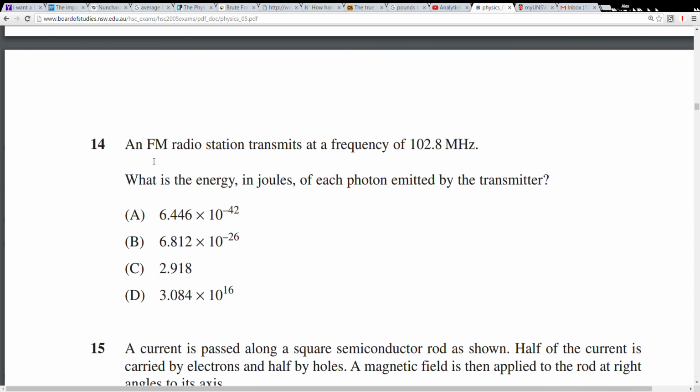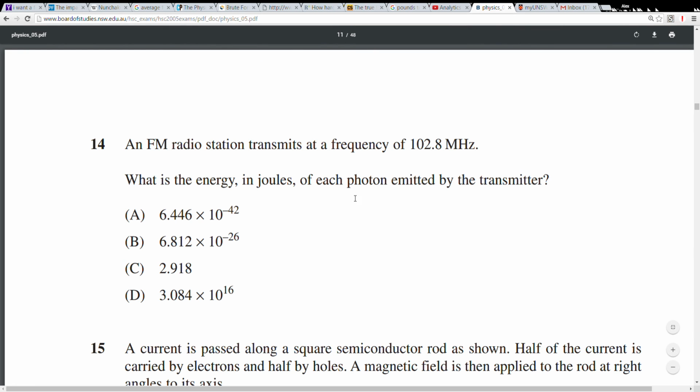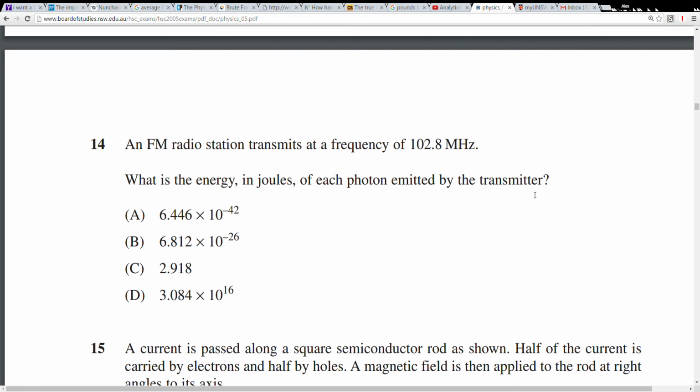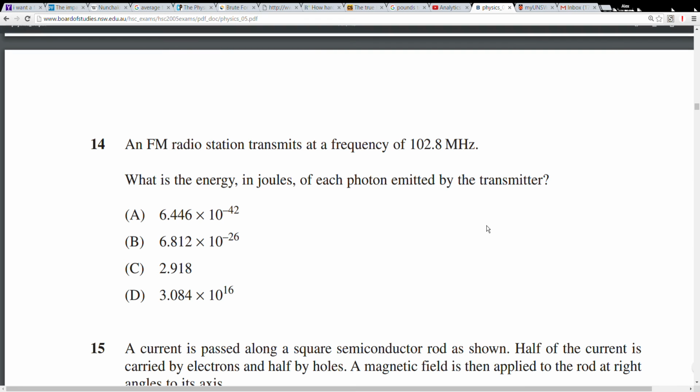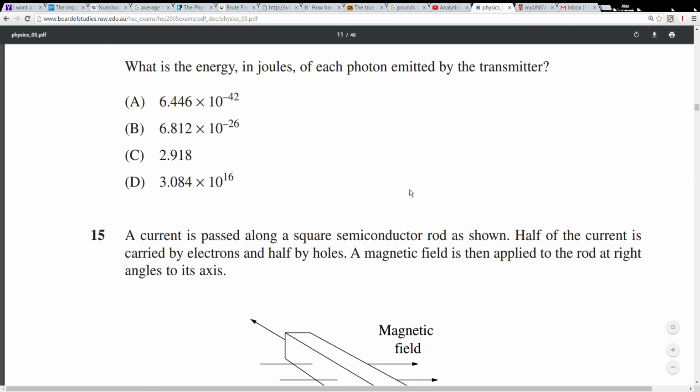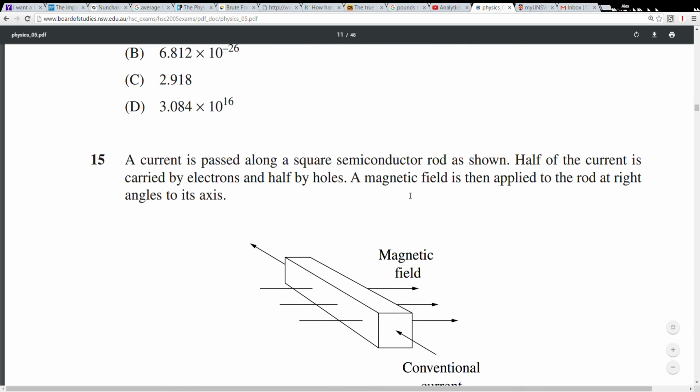Alright, 14. An FM radio station transmits a frequency of 102.8 megahertz. What is the energy in joules of each photon emitted by the transmitter? The energy, I can guess, is going to be quite small. Energy is equal to hf. We don't know f, but we can replace it with c over lambda, and you'd get your answer. Yeah, I can't use the calculator while I'm using this recording tool.